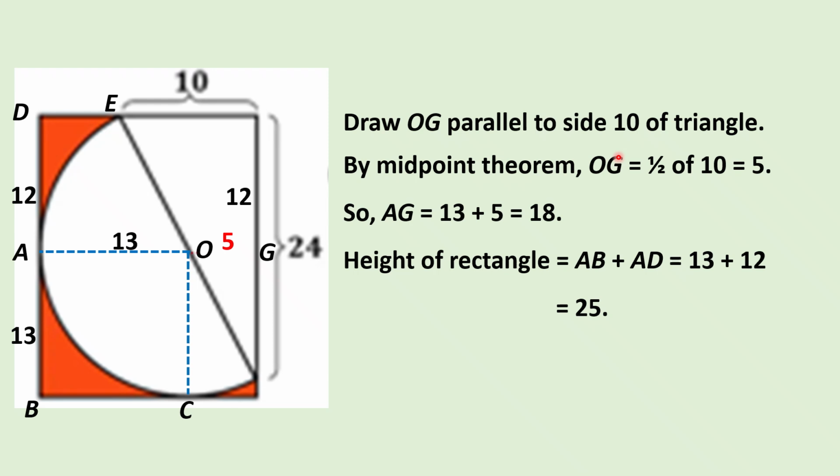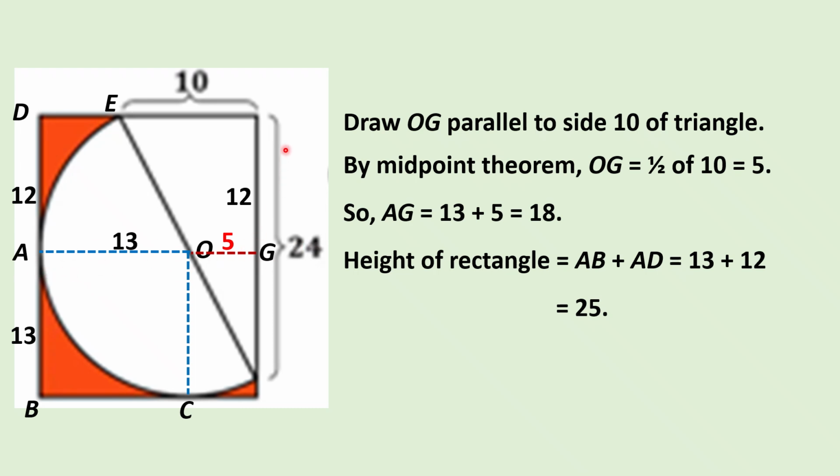So we draw OG parallel to the side 10 of the triangle. The base is 10, so draw OG parallel to this. Now O is the midpoint, because this is the center of the diameter. So through the midpoint, if you are drawing a line parallel to the base, the length of OG should be half of 10, that is 5. So OG is 5. So the total width is 13 plus 5, 18. Horizontally, the total width of the rectangle is 18.